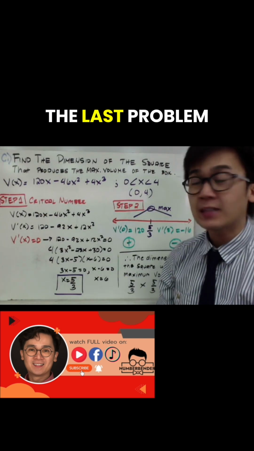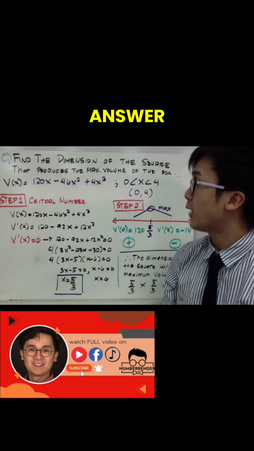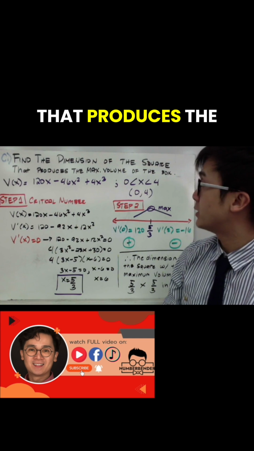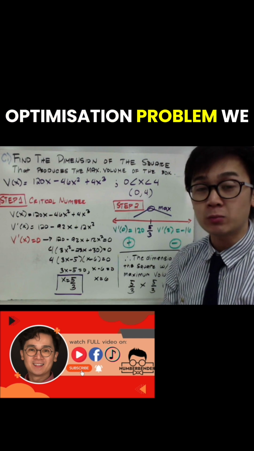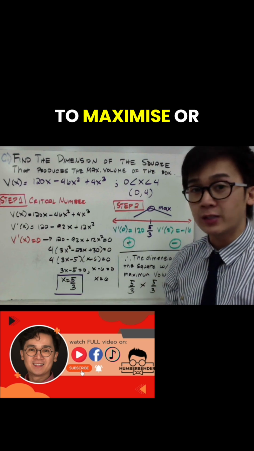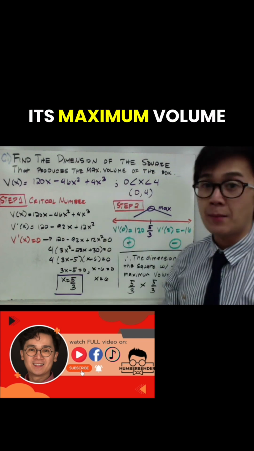And to answer the last problem, this is where we need to use derivatives to be able to find the dimension of the square that produces the maximum volume of the box. Now remember, in an optimization problem, we always need to maximize or minimize a certain function, and in this case, we're finding its maximum volume.